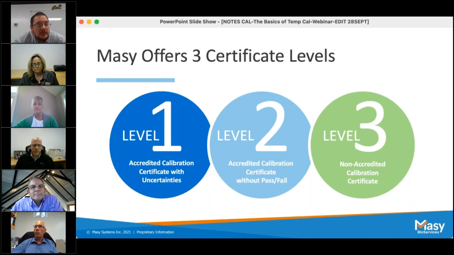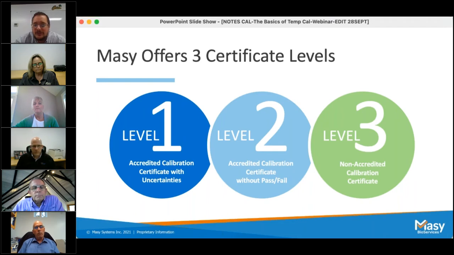So with that, we also offer three different certificate levels, levels 1, 2, and 3. The level 1 certificate is an accredited calibration. This provides an uncertainty and an acceptance limit. The acceptance limit helps us mitigate measurement uncertainty from the measurement results that we provide to you.